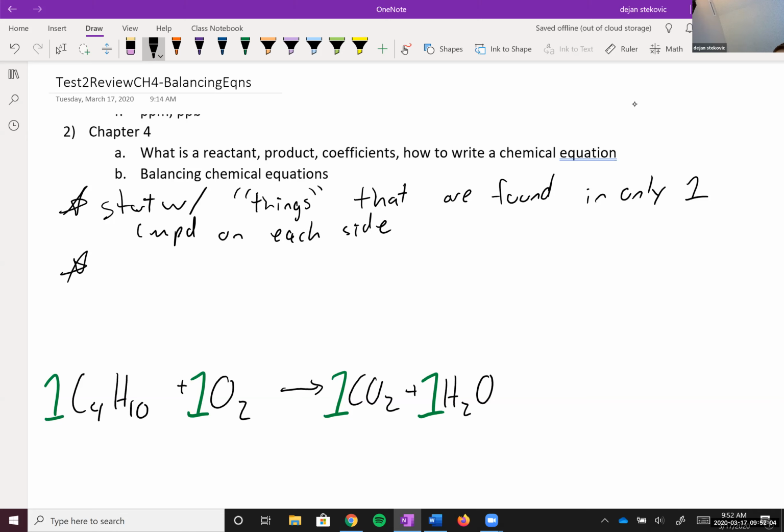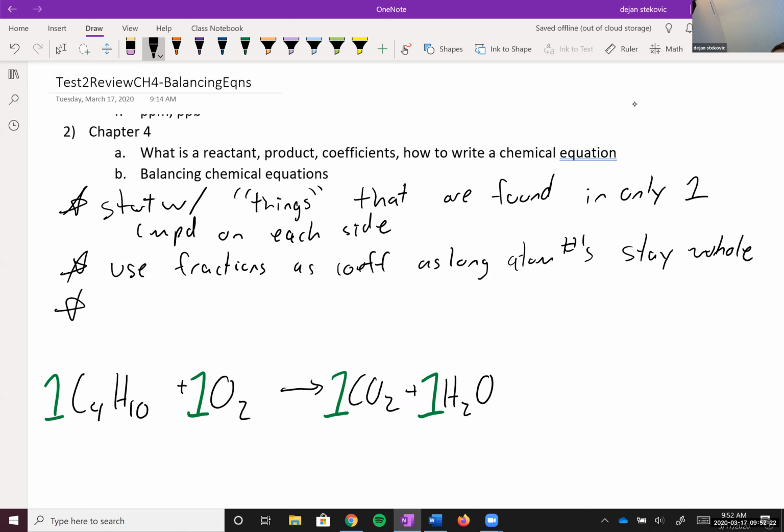Right. Next tip is you can use fractions as coefficients as long as atom numbers stay whole. We'll see an example of that in this one. And then finally, the last tip is you can group polyatomic ions together if they don't change.